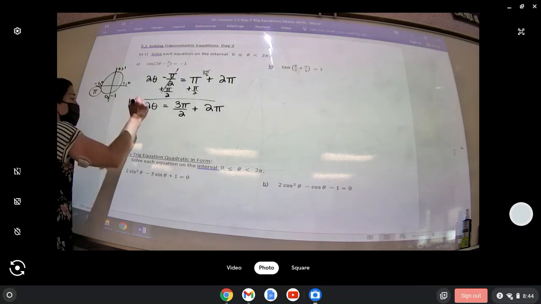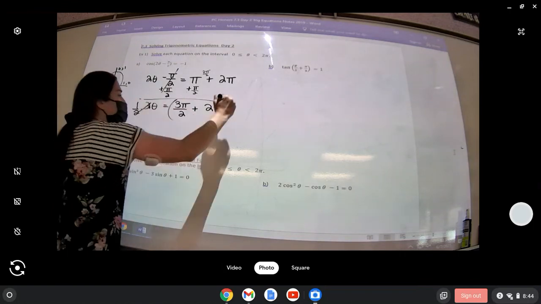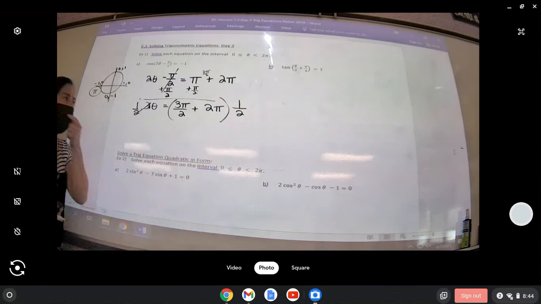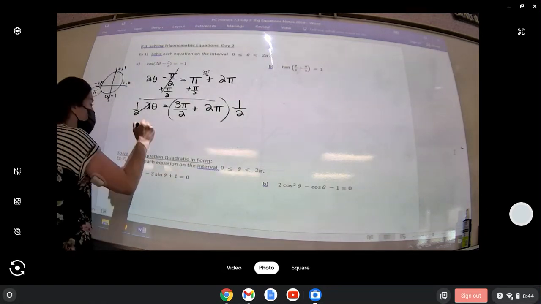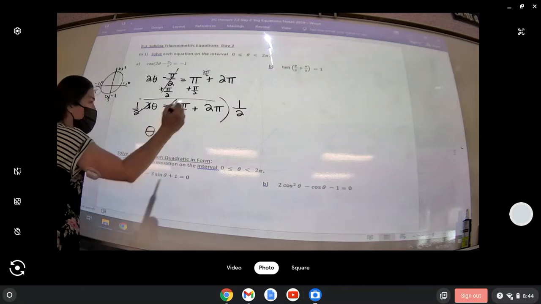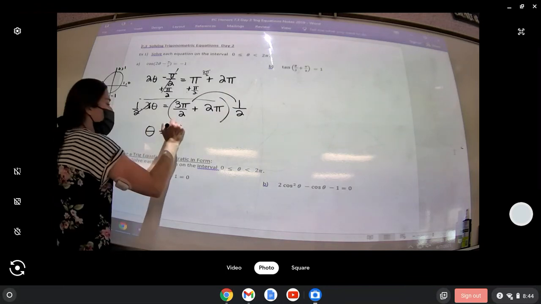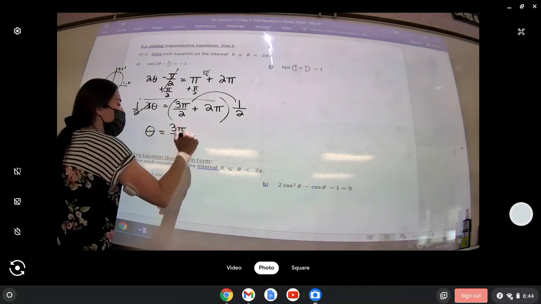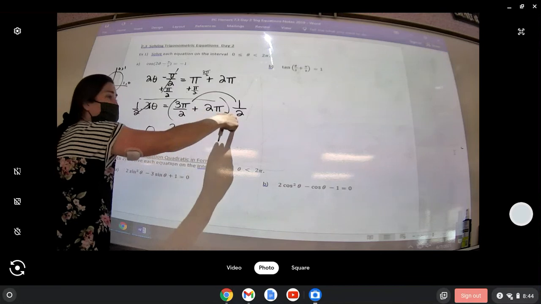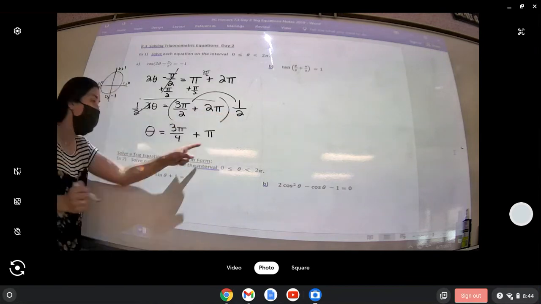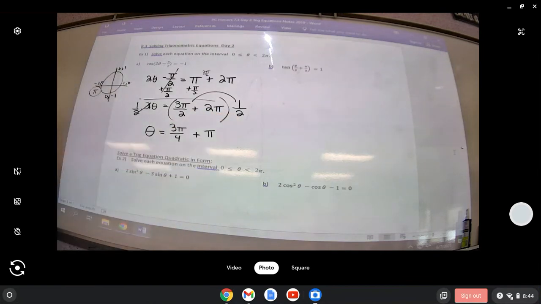But it's actually easier to times by 1/2. And then I'm going to times this side by 1/2. So this one will actually affect the period and the angle. So in the end, theta actually has to equal 1/2 times 3 pi over 2. Top with top, bottom with bottom, 3 pi over 4, plus 2 pi times 1/2 is pi. So this one has a new period. The new graph would only have a period of pi.